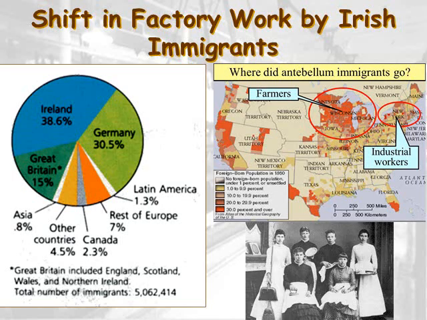The Irish who came over were largely uneducated, unskilled, and therefore went directly into factory work. And so you can see where it says industrial workers on the map. That's where the Irish immigrants went. So again, the factory work, by the time the Civil War comes about, is being done heavily by Irish immigrants.